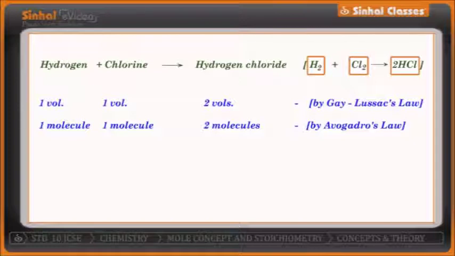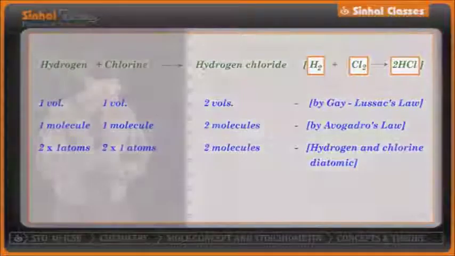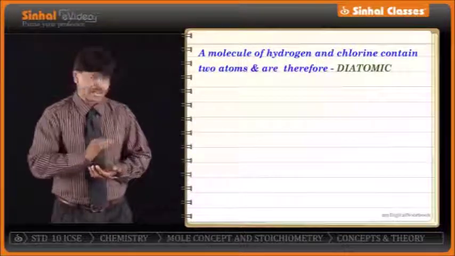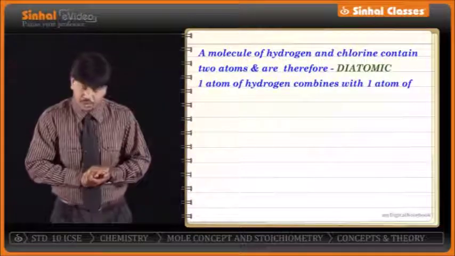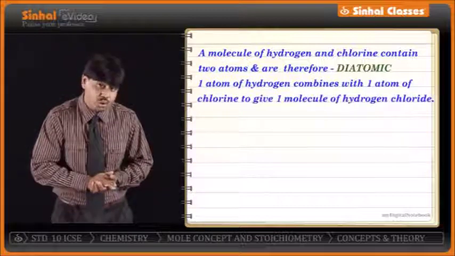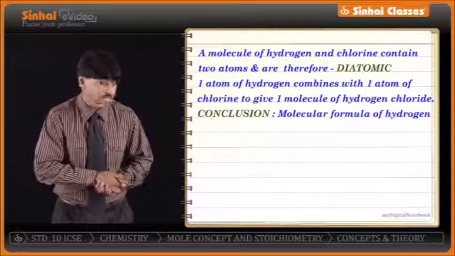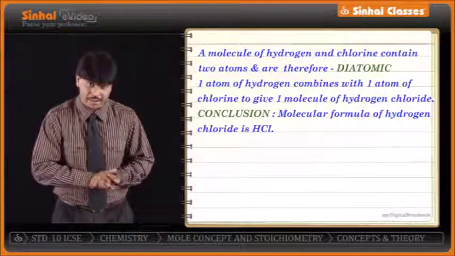If I take 2 into 1 atom of hydrogen, it will combine with 2 into 1 atom of chlorine to give 2 molecules of hydrogen chloride. Therefore, a molecule of hydrogen and of chlorine contains 2 atoms, and therefore is diatomic. 1 atom of hydrogen combines with 1 atom of chlorine to give 1 molecule of hydrogen chloride. Therefore, the conclusion you can draw is that the molecular formula of hydrogen chloride is HCl.